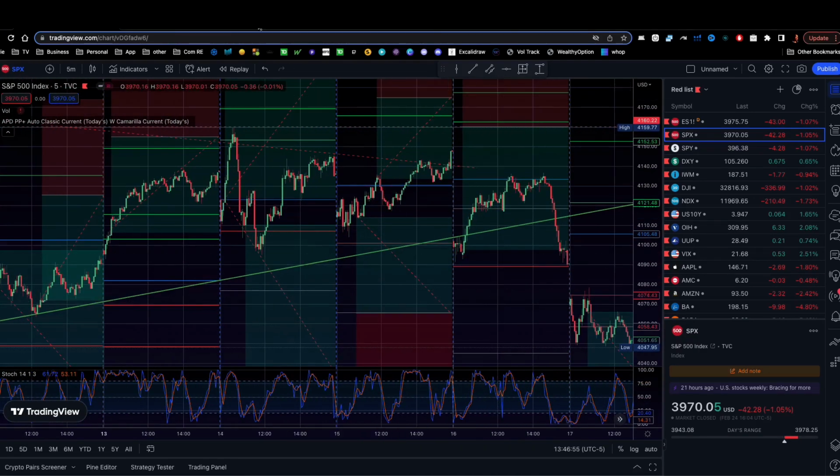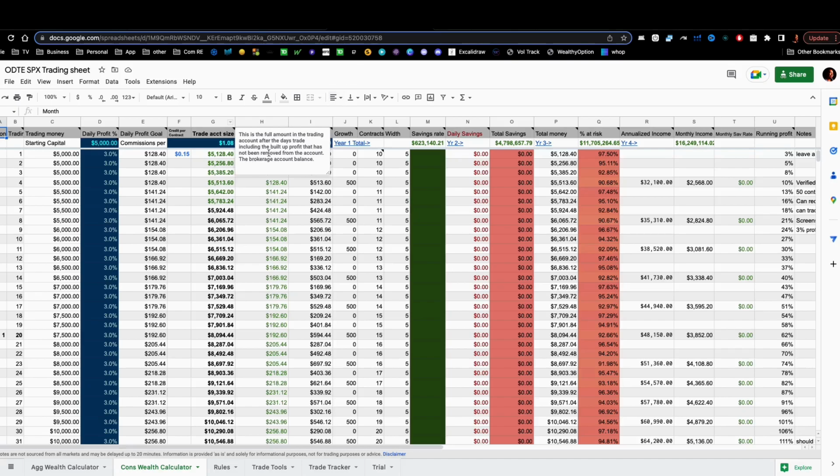Okay. And just a quick blurb, since we've got a little bit of time, on the future of the trading. The whole point of doing this style of trading is to compound.